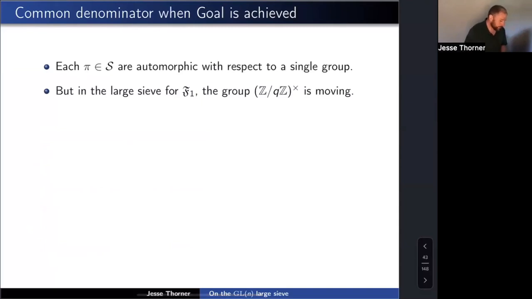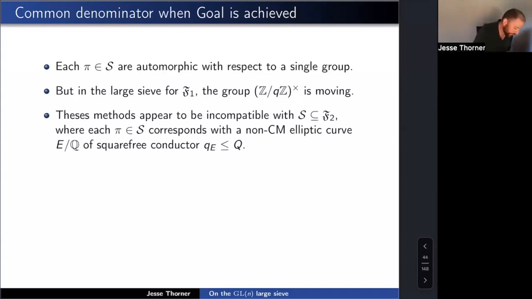But if you look at the large sieve for Dirichlet characters, the group for each character, Z mod qZ star, is moving. It's not fixed. We're looking at these groups over little q going up to big Q. And that means that it's unclear at this point whether trace formula methods are going to be helpful with averaging over groups.